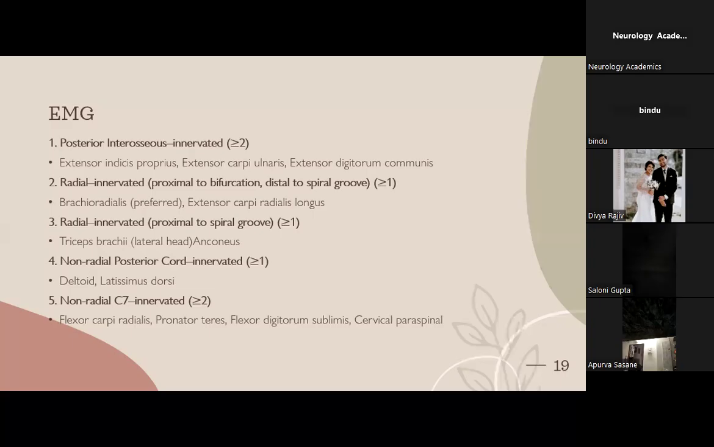For non-radial posterior cord innervated muscle, we'll do deltoid or latissimus dorsi. We are usually using deltoid. For non-radial C7 innervated muscle, this is to identify C7 radiculopathy. In this case, additionally, non-radial C7 innervated muscles will be affected. So we can either sample flexor carpi radialis, pronator teres, flexor digitorum sublimis, or cervical paraspinal to know the level of lesion. So this is the EMG protocol.